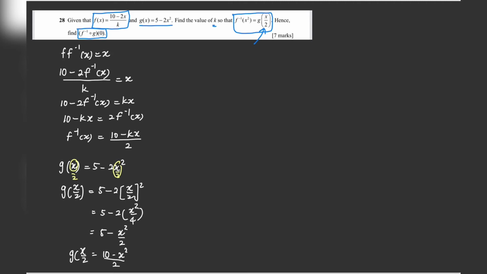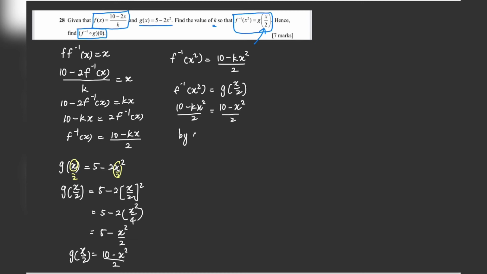Okay, so by compare, kan kita nak jadikan f inverse of x square. So f inverse of x square maksudnya x itu digantikan dengan x square. So (10 minus kx square) over 2. So using the relation, f inverse of x square akan sama dengan g of x over 2. So maksudnya (10 minus kx square) over 2 is equals to (10 minus x square) over 2. So by comparing, kita nampak kan left hand side dengan right hand side, kita terus akan dapat jawapan k akan sama dengan 1. Okay, so that will be the first part.